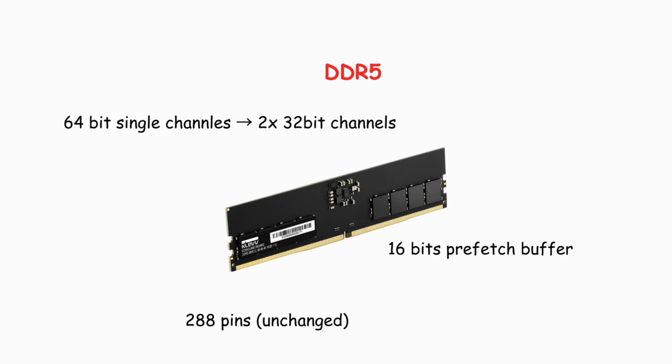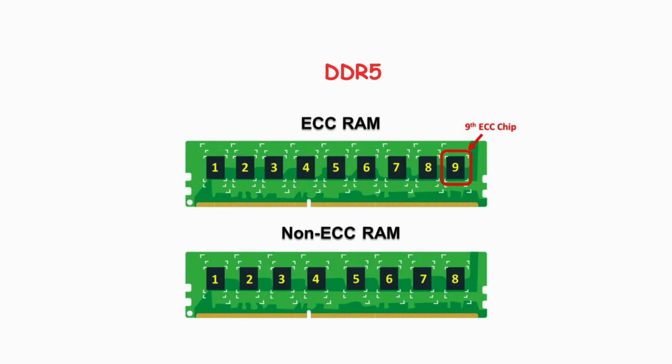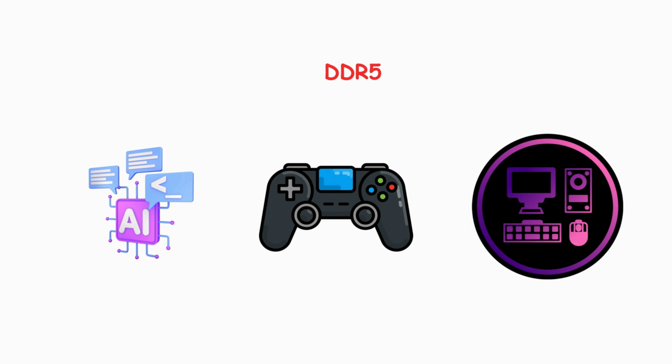This means better efficiency and performance, especially in multi-threaded applications. DDR5 also features on-die ECC, which is error correction built into the RAM itself for improved stability. The voltage regulation has even moved onto the RAM stick itself, allowing for better power management. DDR5 is designed for the future, supporting AI workloads, 8K gaming, and demanding professional applications.